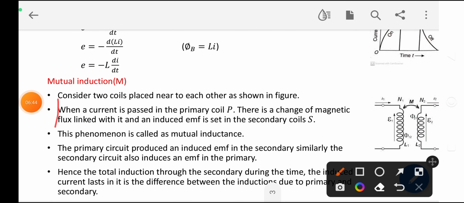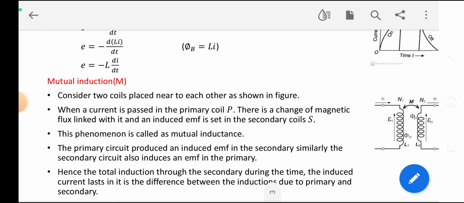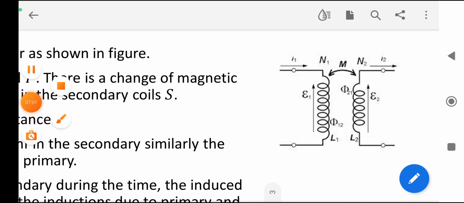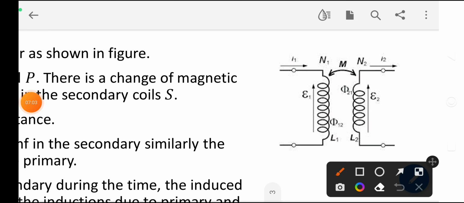Consider two coils placed near to each other. Here is one coil, and here is another coil. When a current is passed in the primary coil, for these two coils we have to give names. The first one is the primary coil and the second one is the secondary coil.